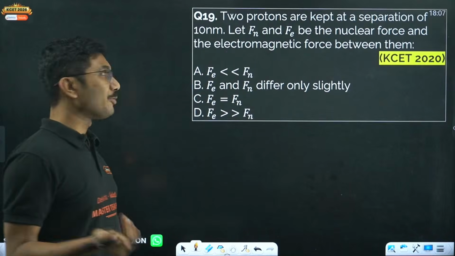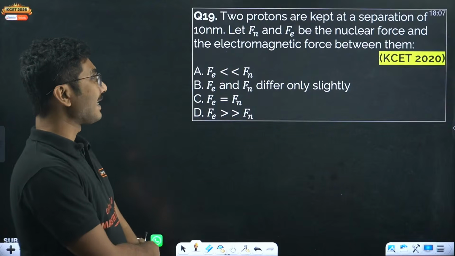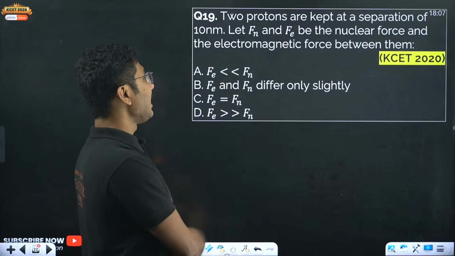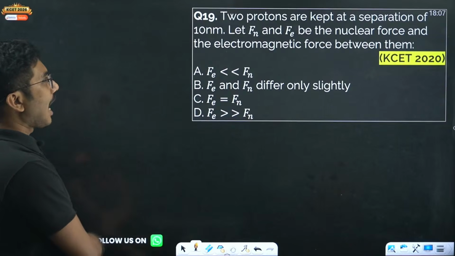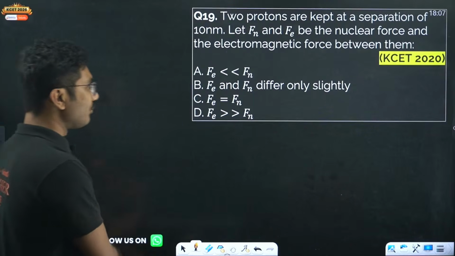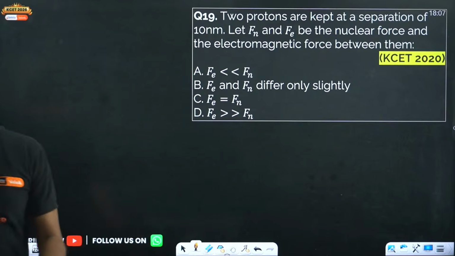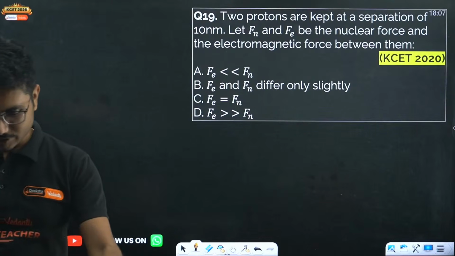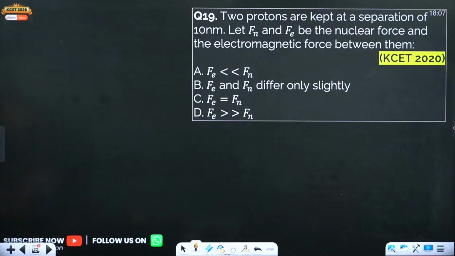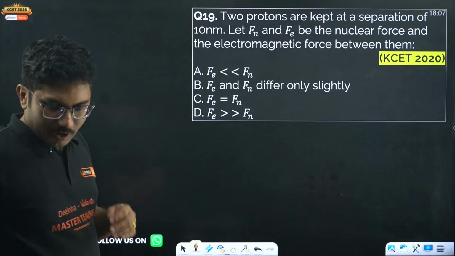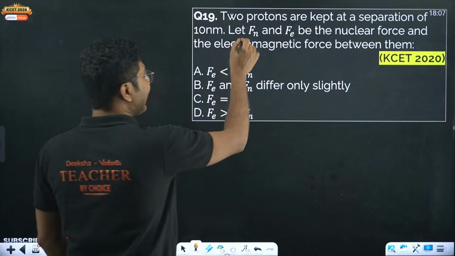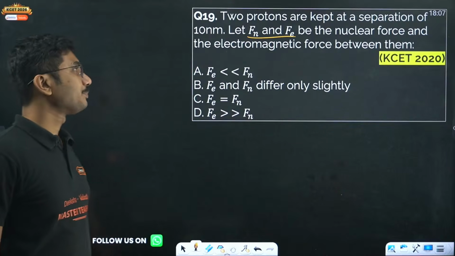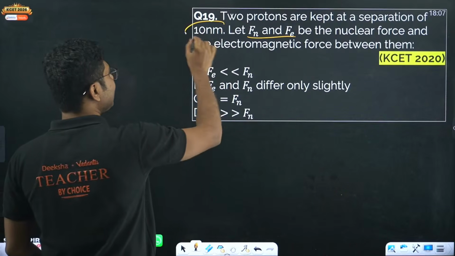Now, straight from your NCERT textbook. Two protons are kept at a separation of 10 nanometer. Let Fn and Fe be the nuclear force and the electromagnetic force between them. Which is correct? Answer this. The last one is done. Answer this one.